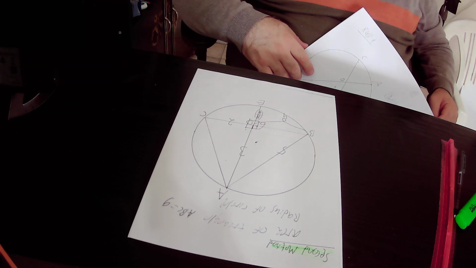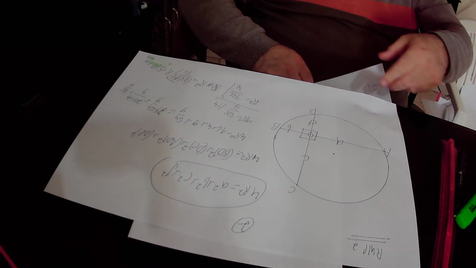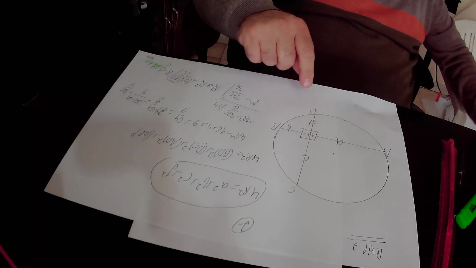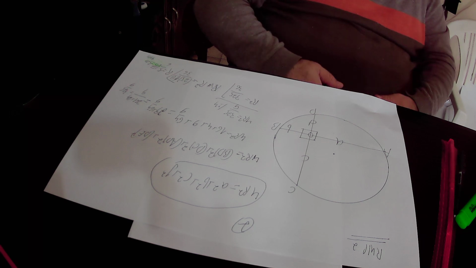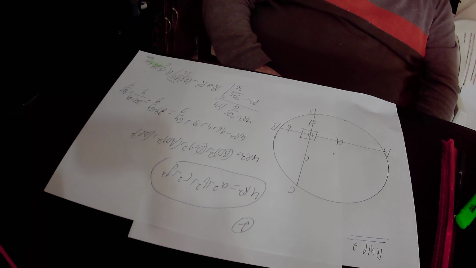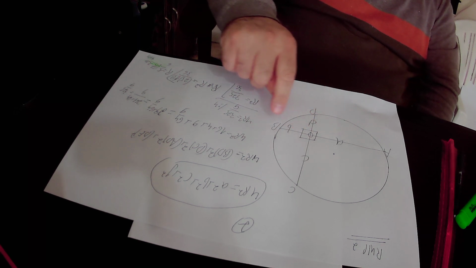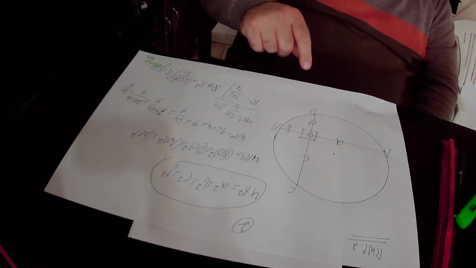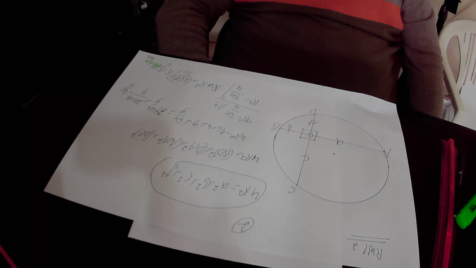Then I presented to you rule number 2. According to rule number 2, if chord AB intersects with chord CD at 90 degrees, that is to say they are connected with each other at 90 degrees at the intersection point, then the following equation is true: 4 times R squared equals A squared plus B squared plus C squared plus D squared. R is the radius of the circle that contains the two chords.